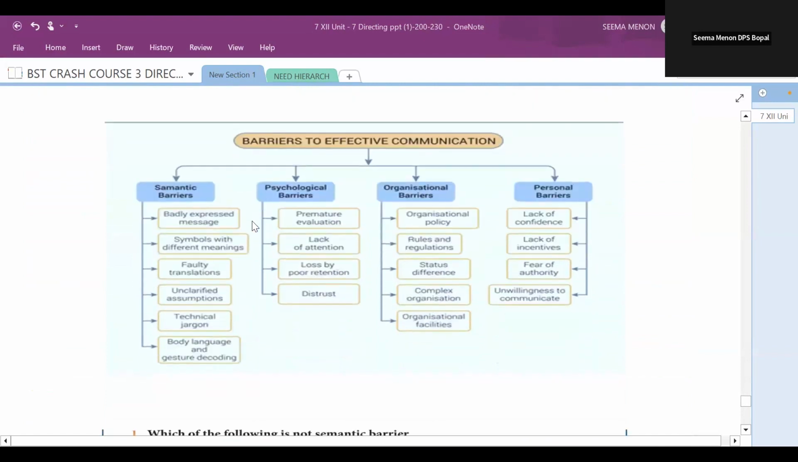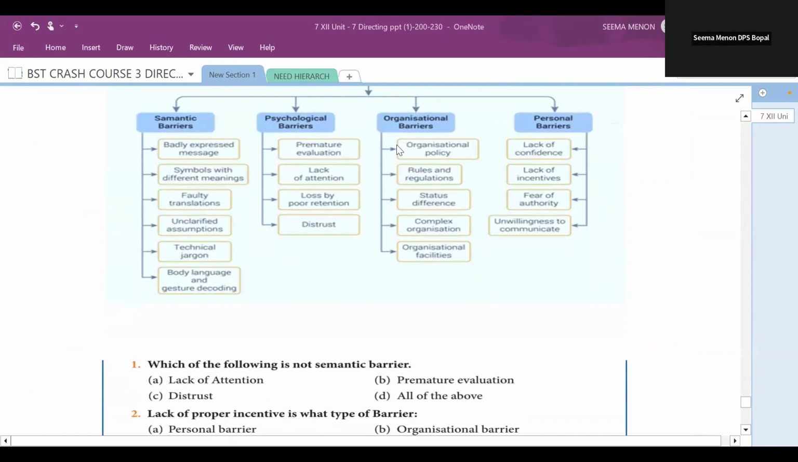Again, we are into the same diagram. Barriers to effective communication. All these are equally important. So let's see again in this one. Semantic, psychological, organizational, personal barriers. In semantic barrier, badly expressed message, symbols with different meanings, faulty translation, unclarified accent, technical jargon. What is technical jargon? Technical names. Both language and gesture coding, speaking something, but your body language is saying something else.